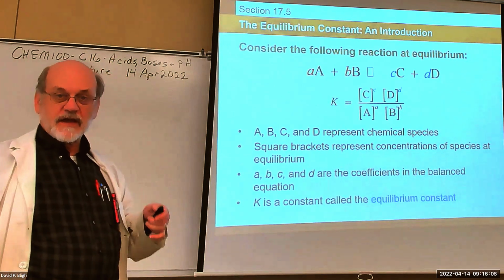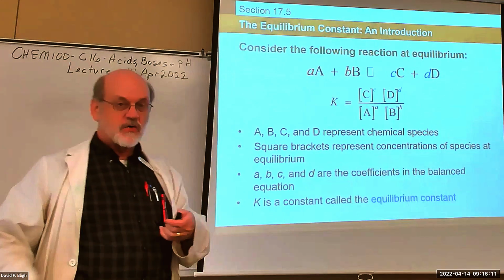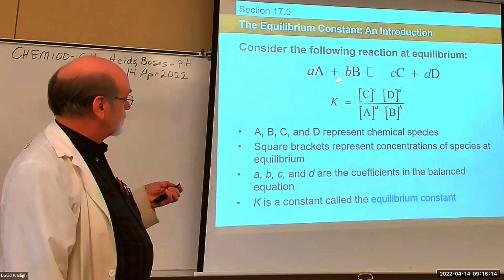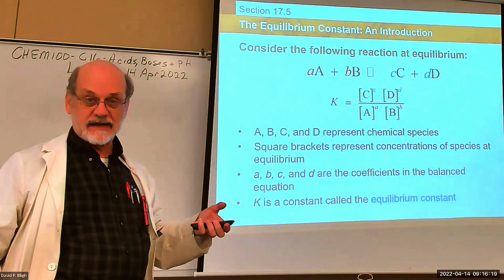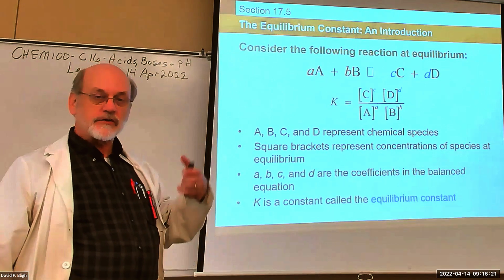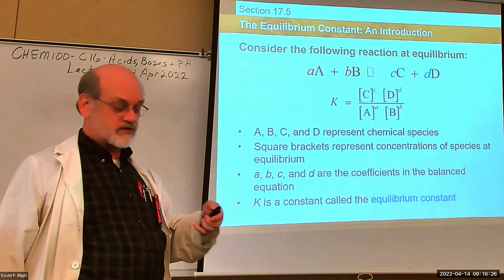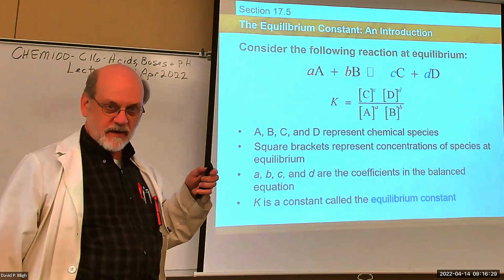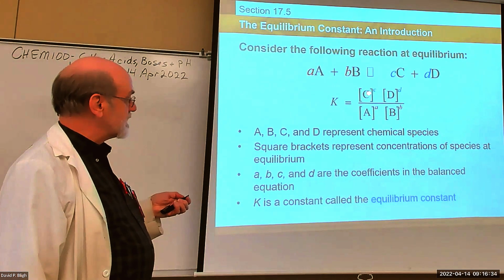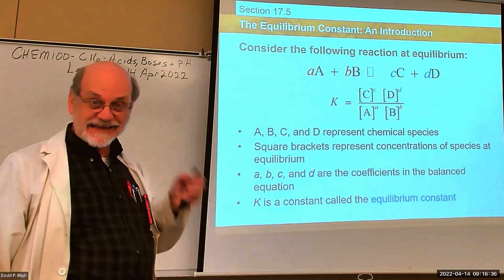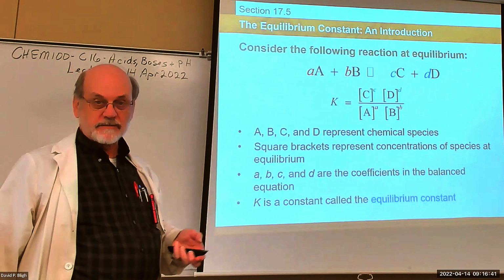Now, the expression is based upon the balanced chemical equation. You have the reactants and their coefficients, a, b, c, and d. Little a, b, c, and d are the coefficients. Those coefficients are part of the mass action equation as exponents. So if we know the equilibrium concentration of C, then we take it to the little c power and do the same thing for all the others.